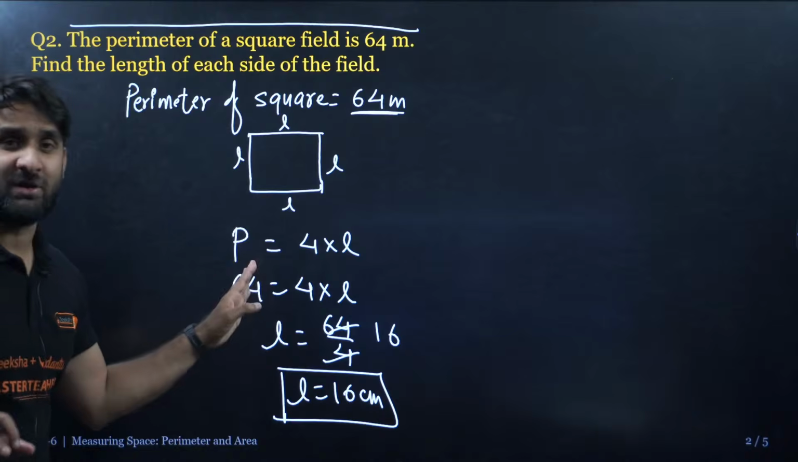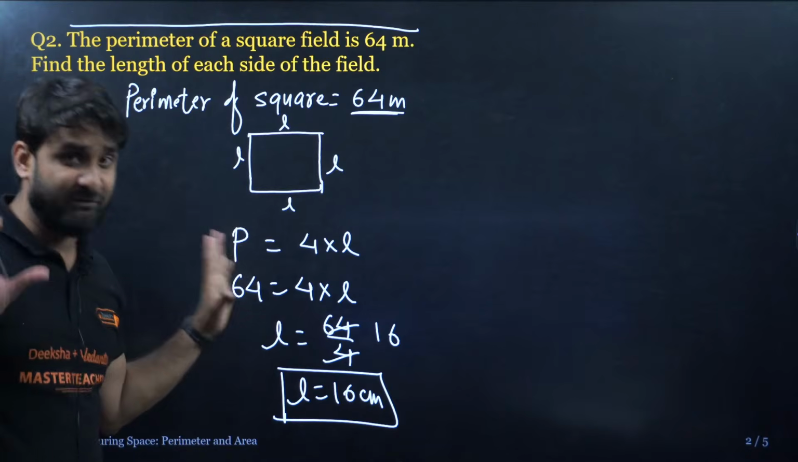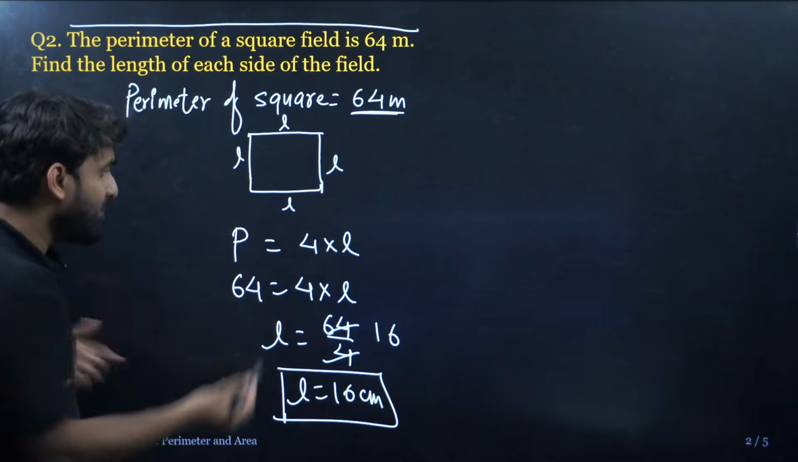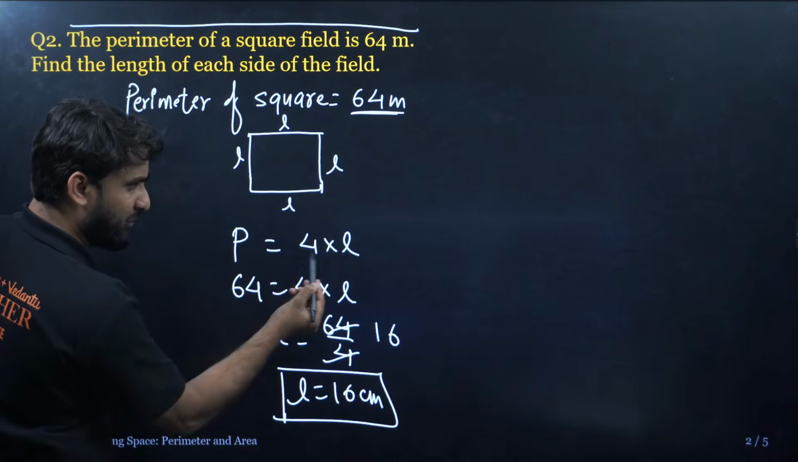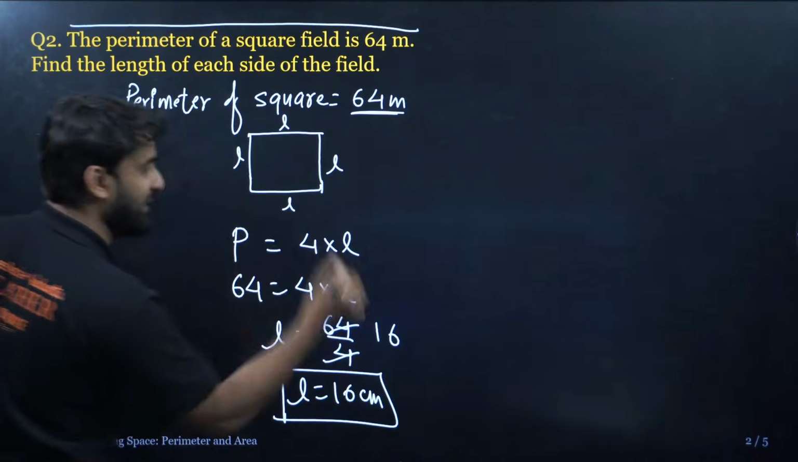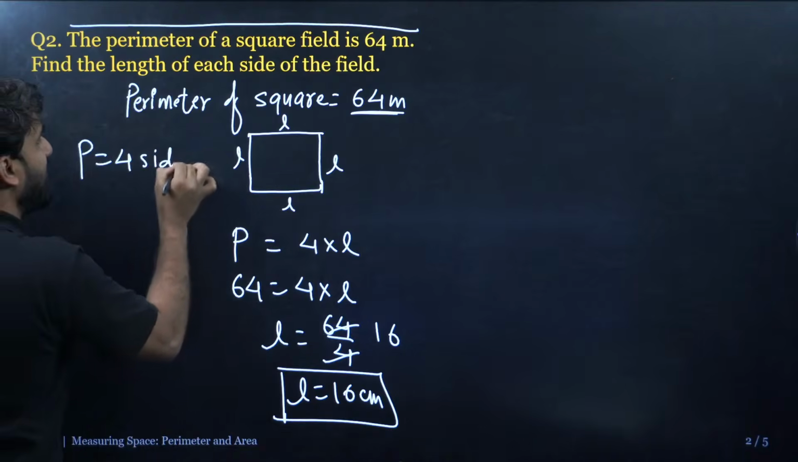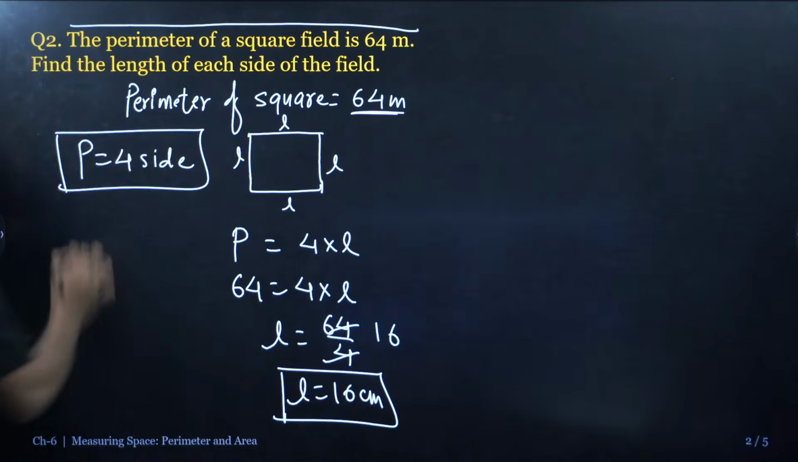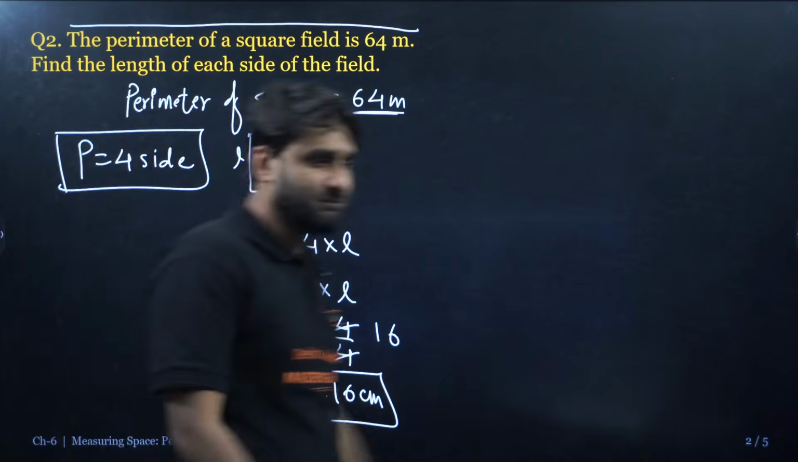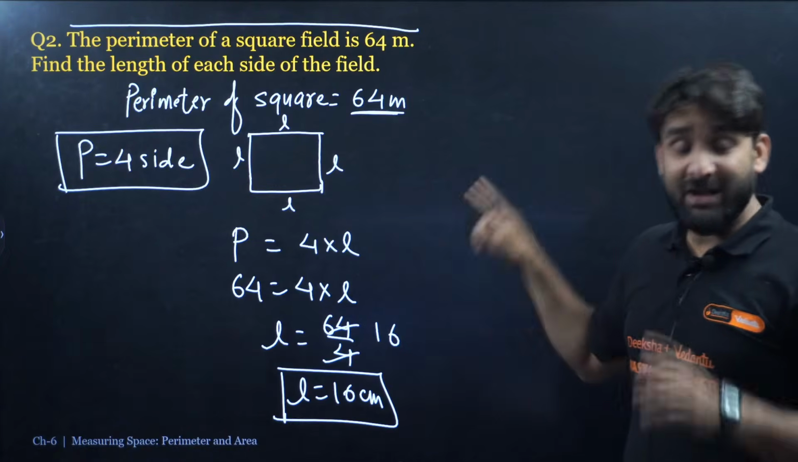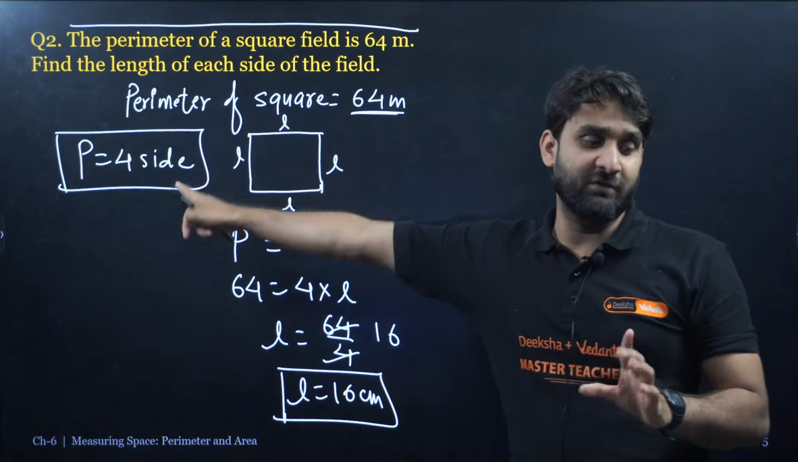So in this question, perimeter was already given to you and the question is asking to find the length of the square. So we have perimeter formula. Perimeter is equal to 4 into length, means 4 into side. You guys can memorize this formula in this form. Perimeter is equal to 4 into side. This is the perimeter of a square. And now in this question, perimeter was already given to you.